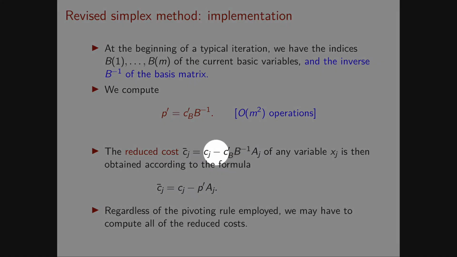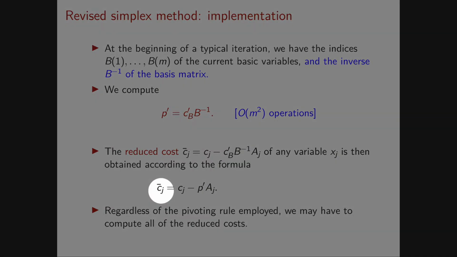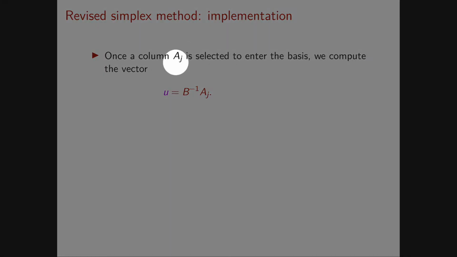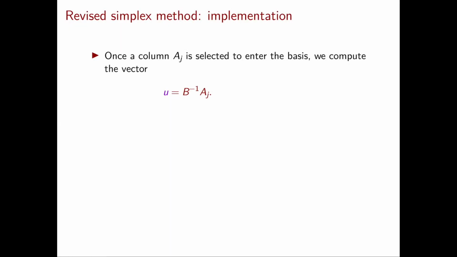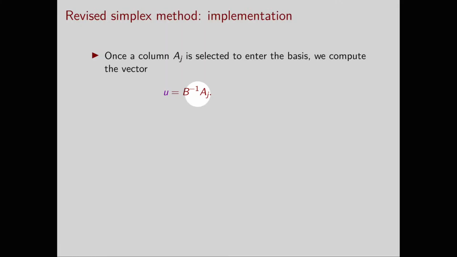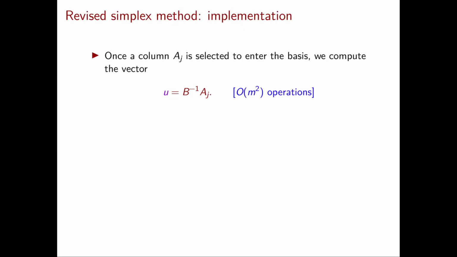Then we compute the reduced cost C bar j using the formula C bar j equal to Cj minus P transpose Aj. To compute each C bar j, we only need big O of m operations, because it's an inner product and one subtraction. However, we need to compute n of them, so in total we obtain big O of mn operations. Next, our pivoting rule decides what is the column Aj that should enter the basis. Then we need to compute the vector u, and we compute it using the formula B inverse Aj. Also here, this is simply the product of an m by m matrix times an m vector. So u can be obtained with O of m square operations.